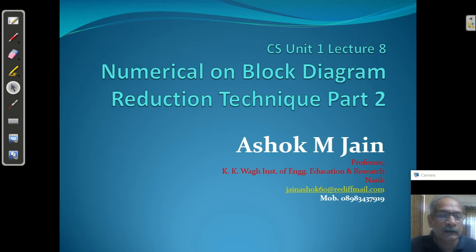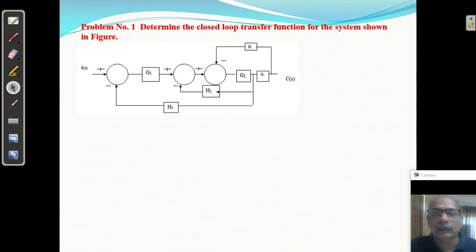In this lecture, I am going to discuss some numericals based on the block diagram reduction technique. This is part 2. I have already developed part 1, where I discussed two numericals, and I will also develop part 3. I will discuss two more numericals in part 3, that is lecture number 9. So this is the first question I am going to discuss.